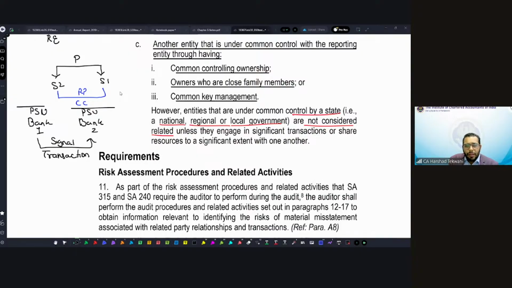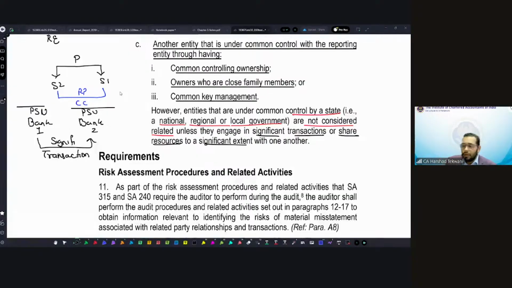For example, Bank 1 has given major loans to Bank 2. So unless there are significant transactions or sharing of resources to a significant extent, just by calling them PSUs, just by having them under one umbrella, that is, a public sector undertaking controlled by the state or national government, doesn't make them related parties.